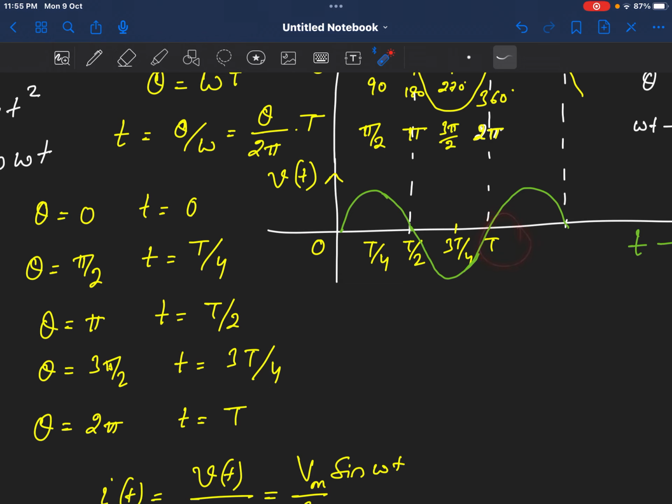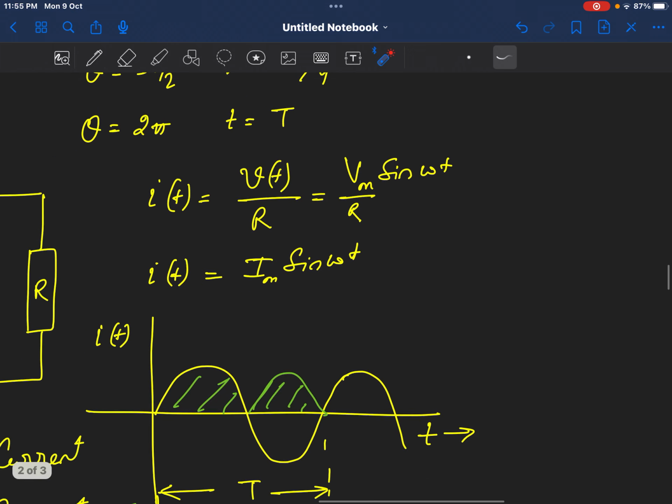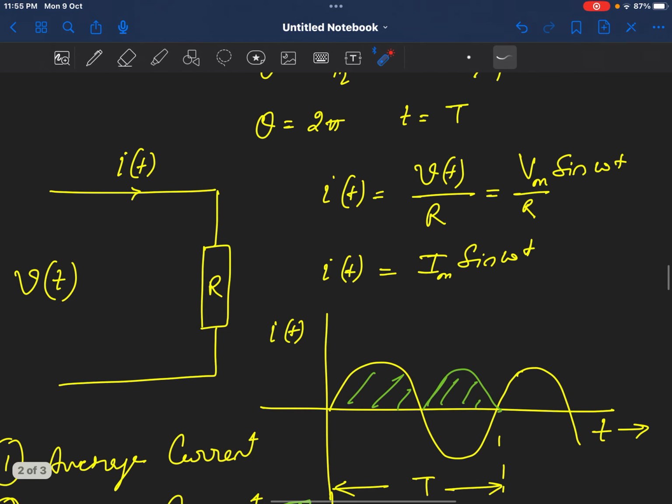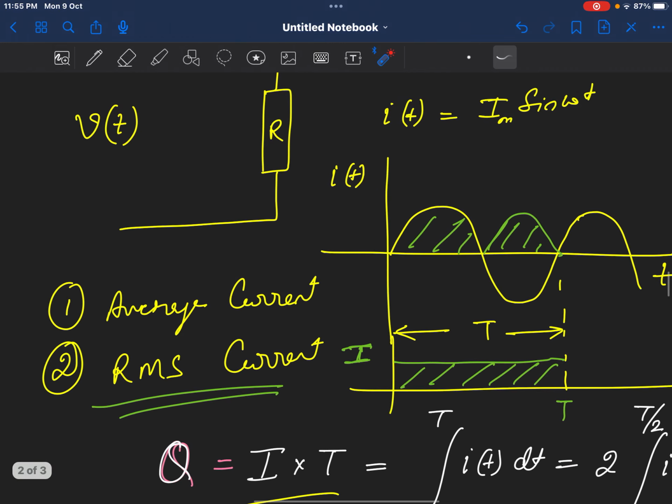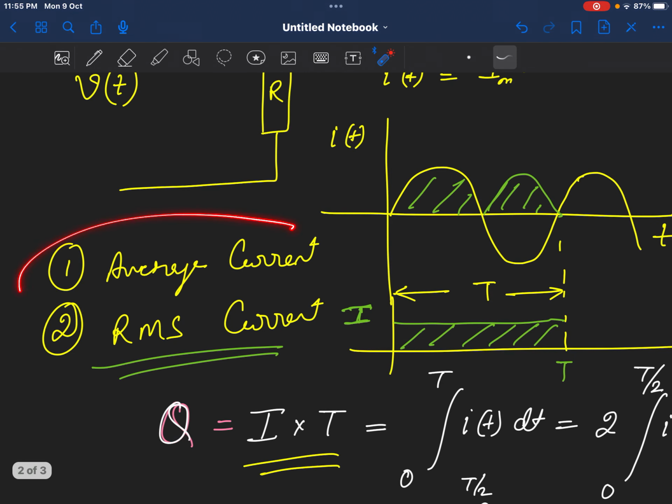We can correlate a time period as one repetition of the cycle before the repetition of the same cycle, the total time is capital T. And then we can represent the x-axis as small t. So finally, if voltage is there, the current can also be evaluated as V of t divided by R, and we get the current in terms of Im sine omega t. Now our objective is to find out the average current and the RMS current.